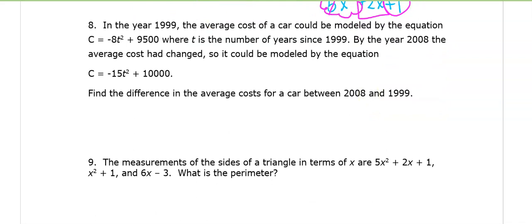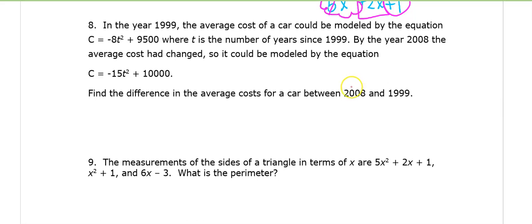Number 8. In the year 1999, the average cost of a car would be modeled by the equation C equals negative 8t squared plus 9,500, where t is the number of years since 1999. By the year 2008, the average cost had changed, so it could be modeled by the equation C equals negative 15t squared plus 10,000. Weird, but okay.